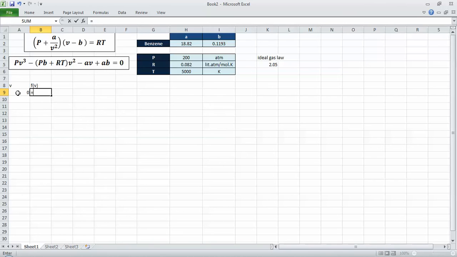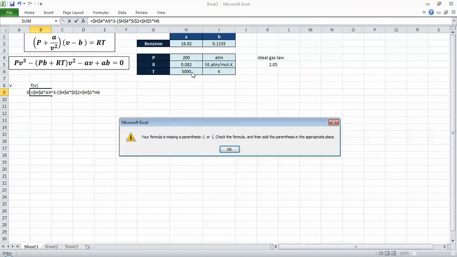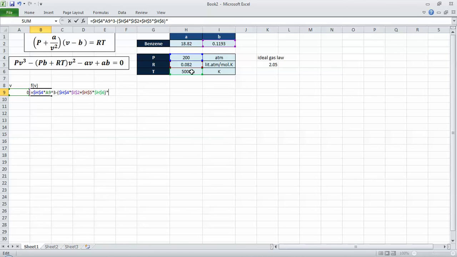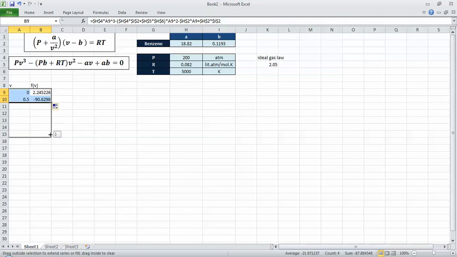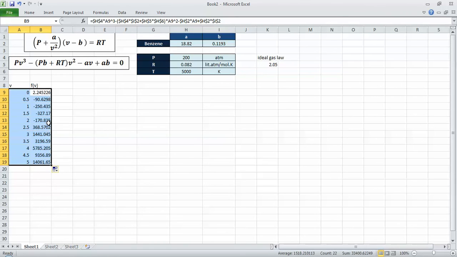So this is what I'm doing now. I'm just substituting in the equation: it is b multiplied by v power 3, minus the p and the b plus r multiplied by t, multiplied by v power 2, minus a multiplied by v, plus a multiplied by b. So this is just the calculation of the value. I'm going to make a 0.5 interval. You can make it more or less, based on whatever you want. So I'm going to go till 5, anything.